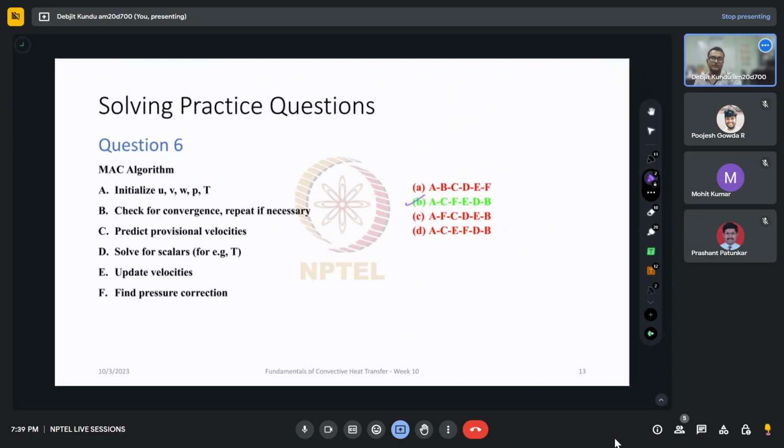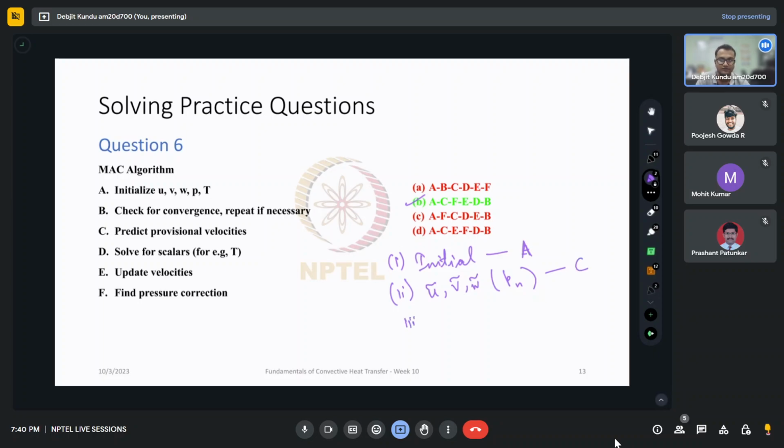And let's see, so what are the steps that are usually followed? The step 1 is always initialization, right? So there is step A. Then in step B, we find out the provisional velocities, that is u tilde, v tilde, w tilde, using the pressure at the nth time level. So this is predict provisional velocity, so step C.